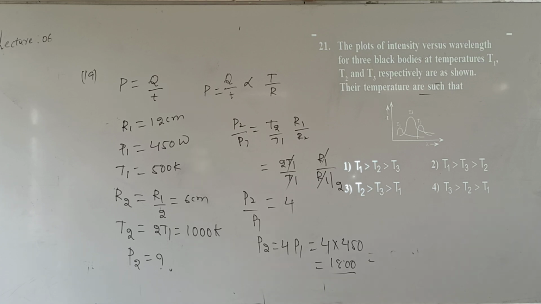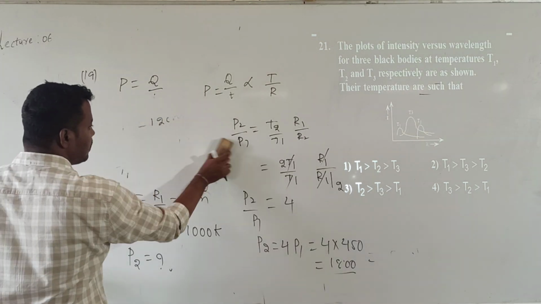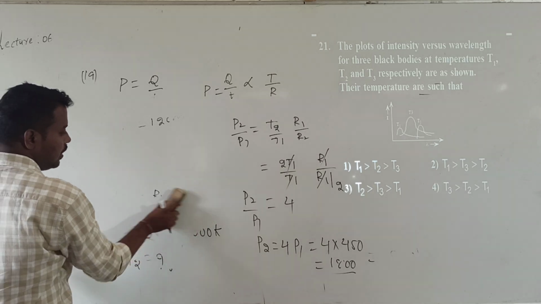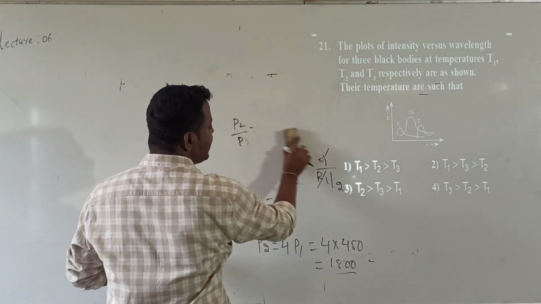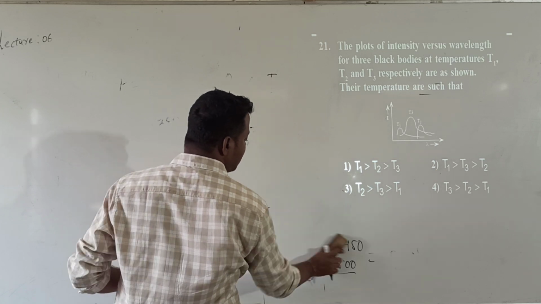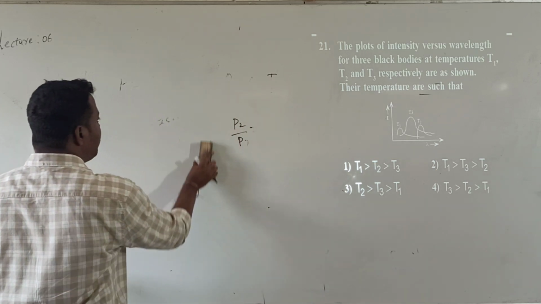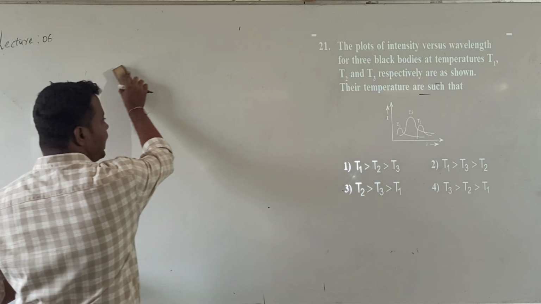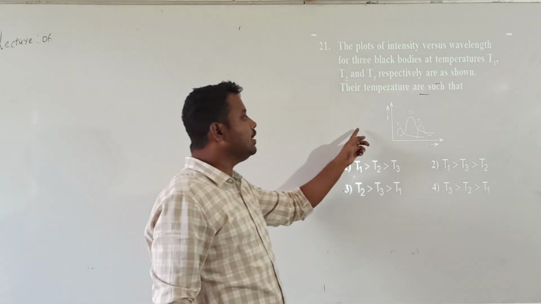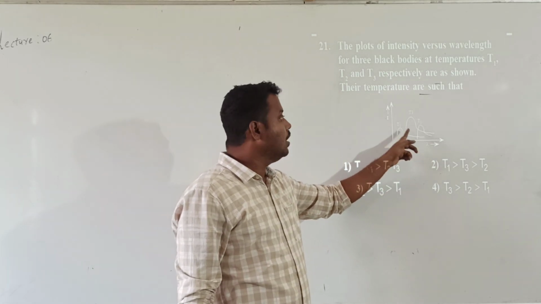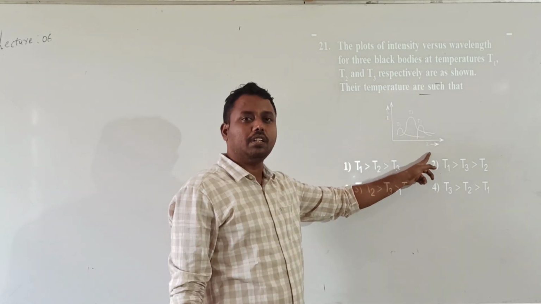Next, question number 21. Simple question. They have given a plot, a graphical representation of black body intensity. Intensity is also called the amount of radiation emitted per second per unit area. This is the black body energy spectrum. How does the intensity value vary with lambda?